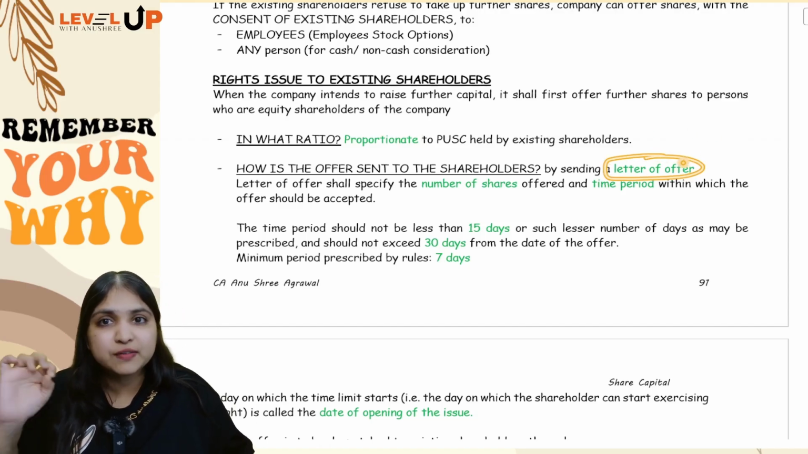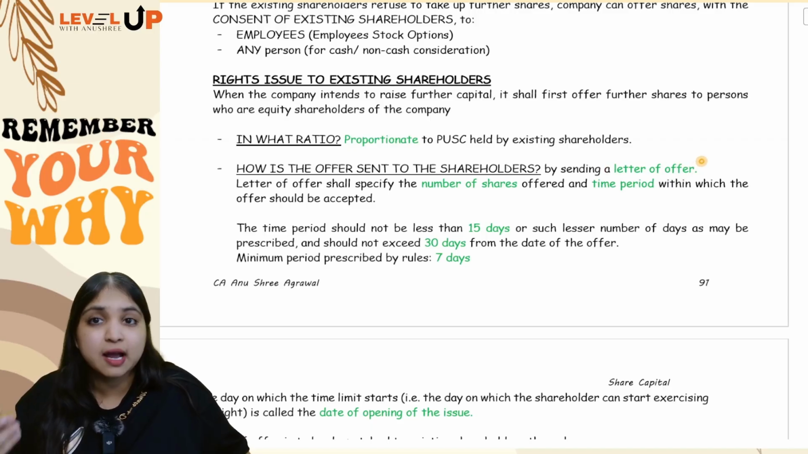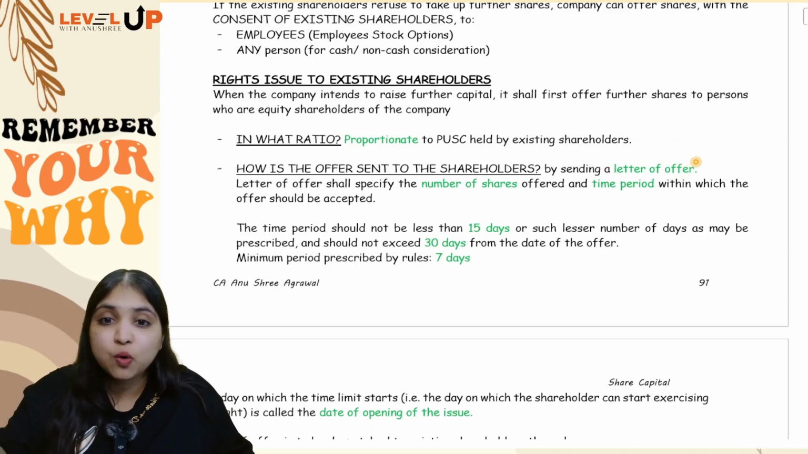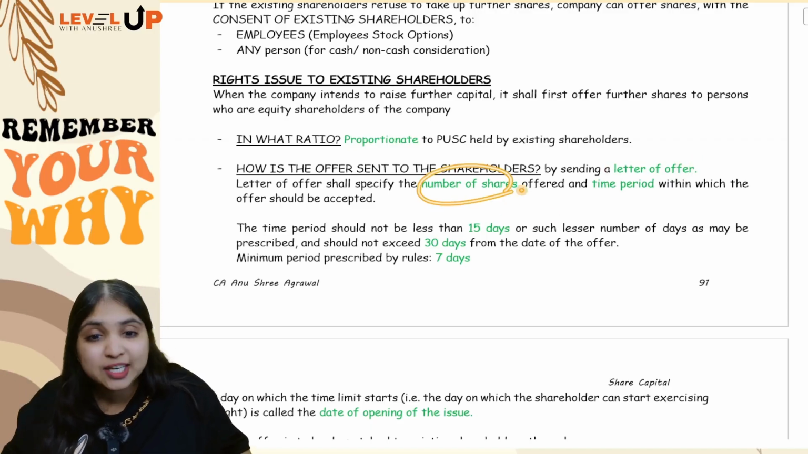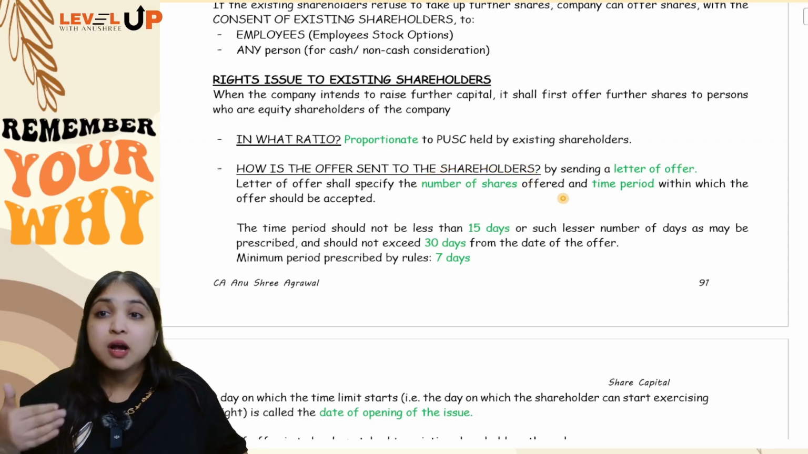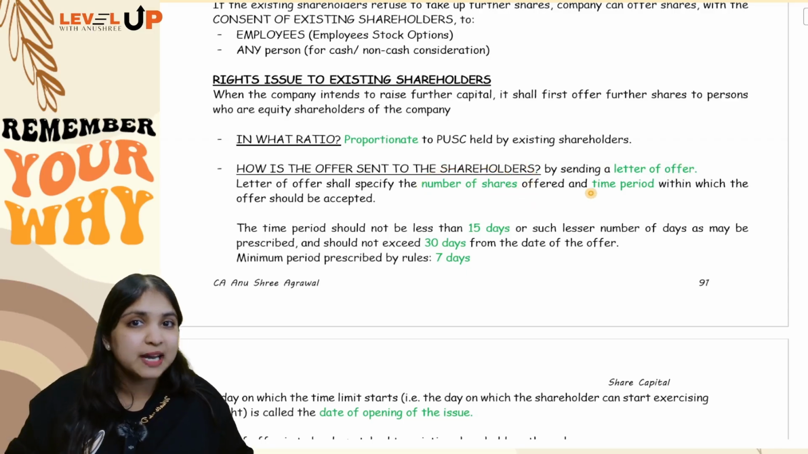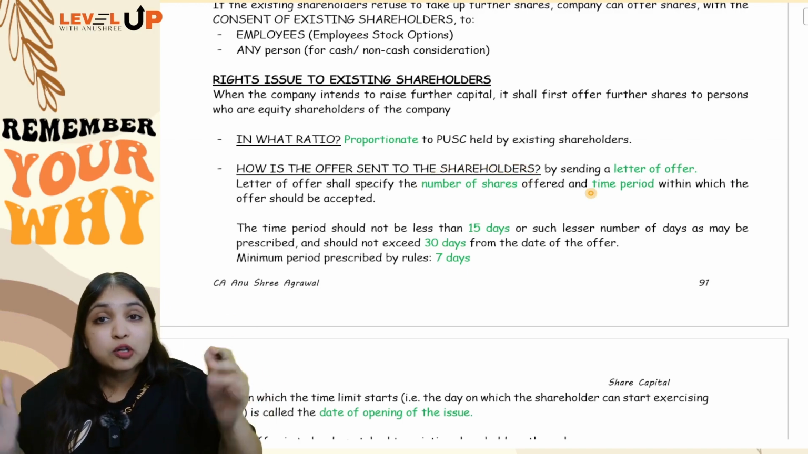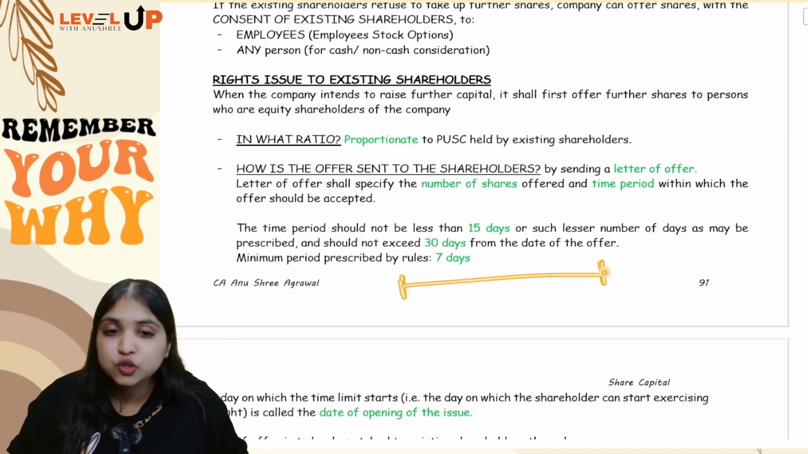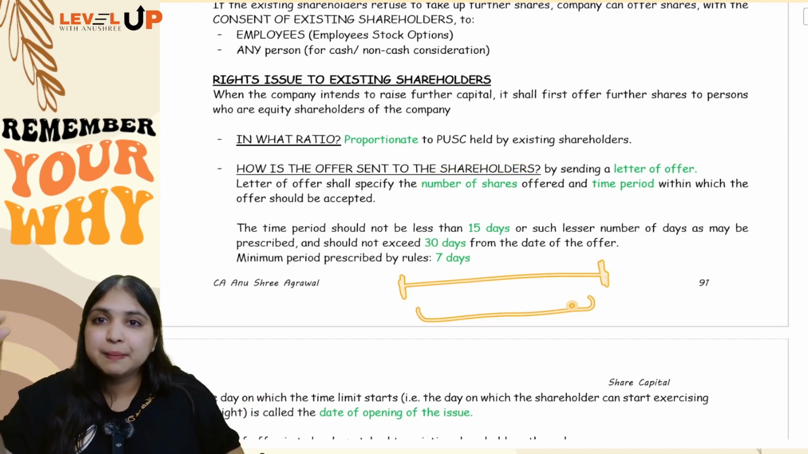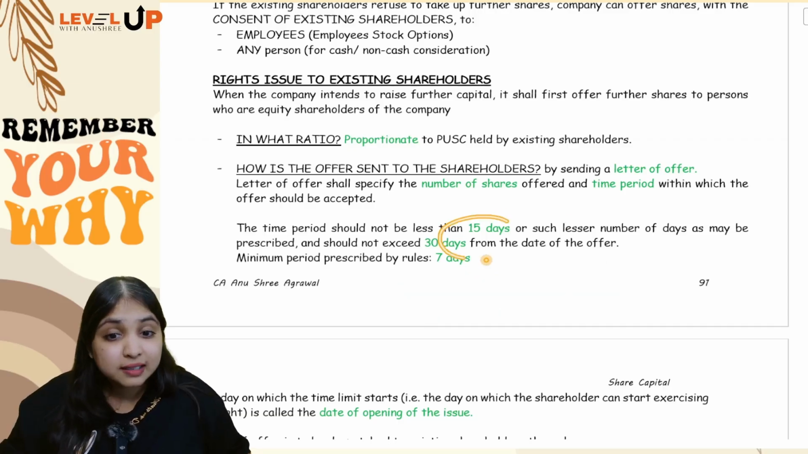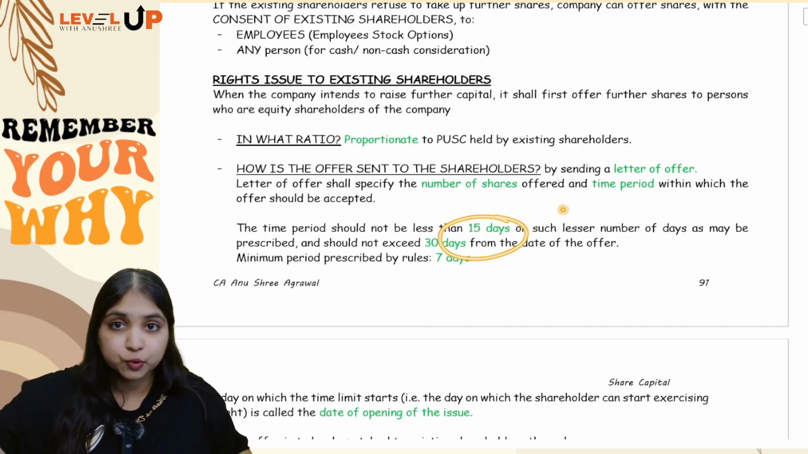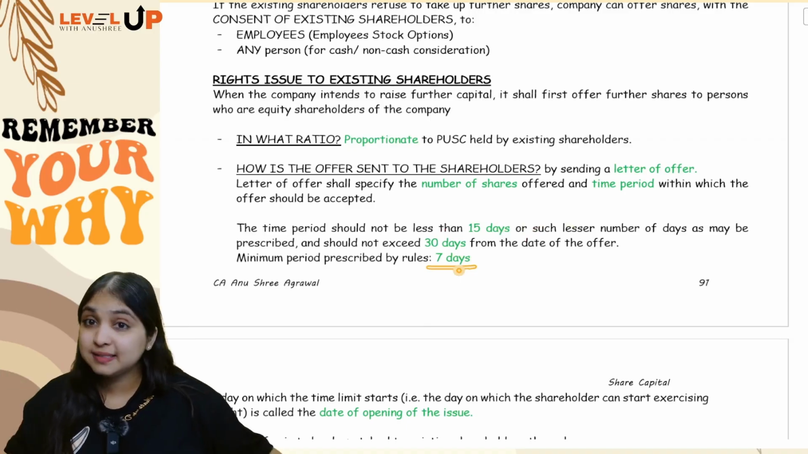Now the letter of offer will contain all the details, like what price, how much the shareholders have to pay for the shares, and how many shares they can subscribe for. All this information will be put in the letter of offer itself. The letter of offer will also contain the issue opening date and the issue closing date. This time gap can be minimum 15 days, maximum 30 days. The time limit will also be written in the letter of offer only. As per the rules, it should not be less than 7 days.